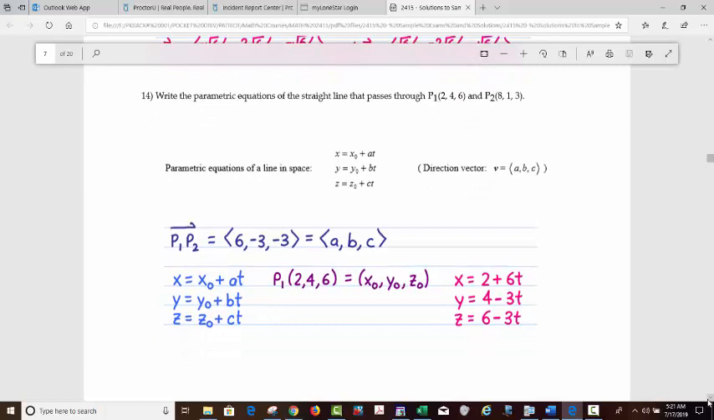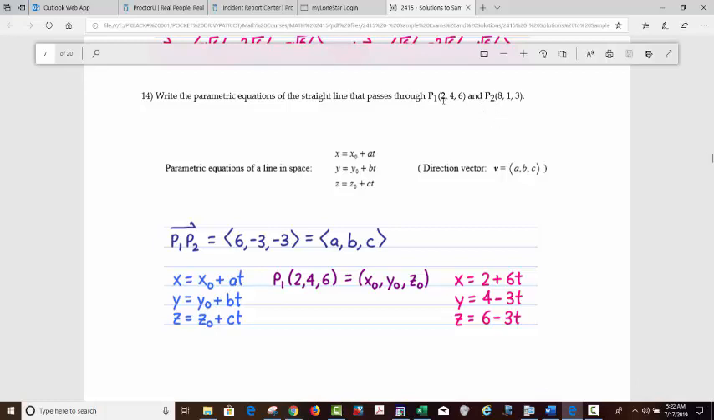Okay, parametrics of a straight line that passes from point P1 to P2. We're going to need a direction vector between those 2 points. To do these kinds of problems for parametric equations, you either have to have a point and a given direction vector, or if you have 2 points, you can then calculate the direction vector. This one has 2 points, so it's an easy vector calculation.